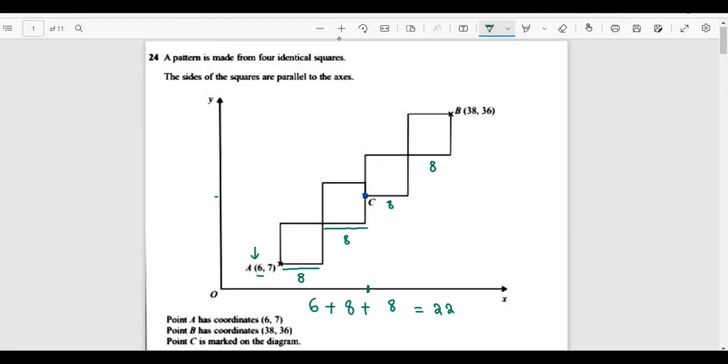And what about the Y coordinate? That is why it was a 5-mark question. This is also a square. This thing would also be 8. This thing would also be 8. This would also be 8. And this would also be 8. Let me write this one.